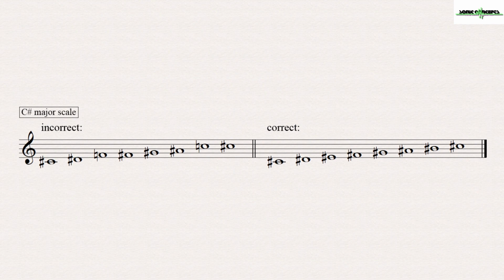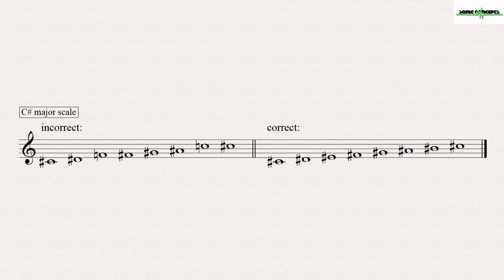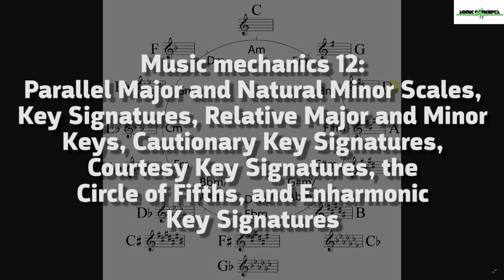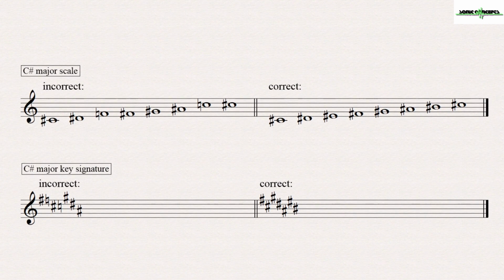Although both examples sound the same, notice the correctly written C-sharp major scale on the right only requires sharps, while the incorrectly written C-sharp major scale on the left contains sharps and naturals. As I stated back in episode 12, key signatures are created from the major and minor scales. What would happen if we created key signatures derived from both the incorrect and correct notation of the C-sharp major scale? Let's find out. Take a look at this.